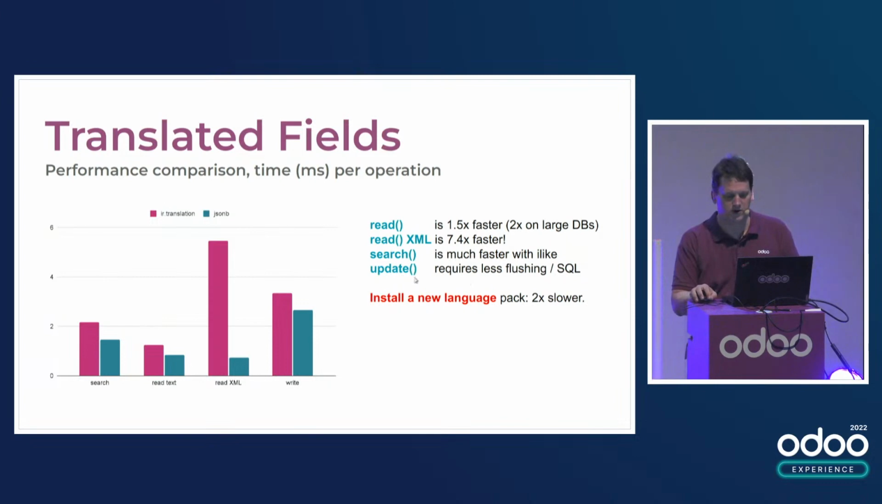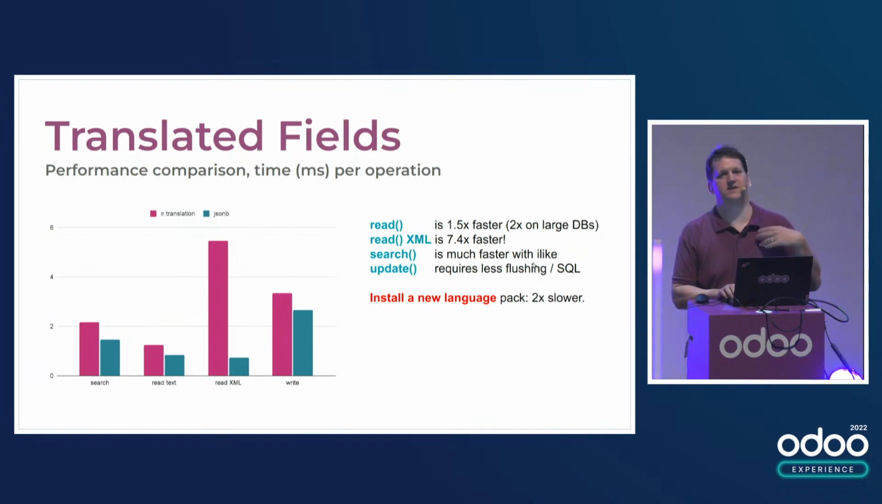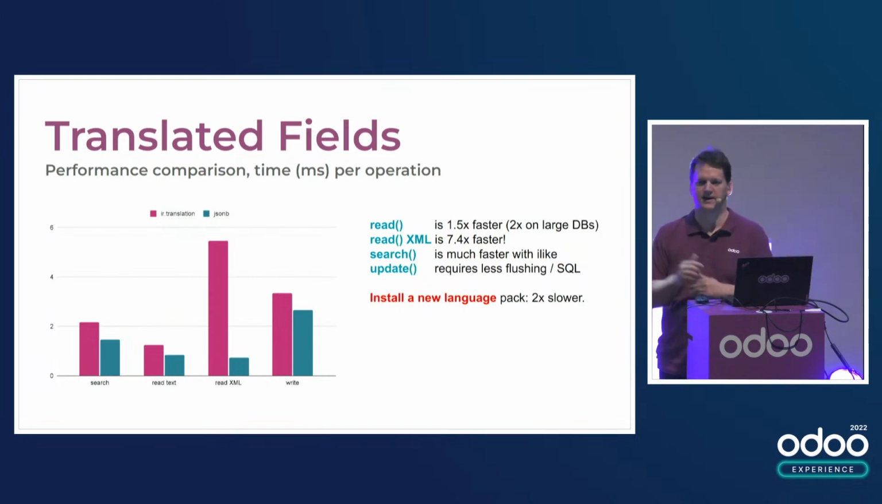Searches are faster too, especially with ILIKE, and we require less flushing on SQL Server. The only drawback is installing a new language is 2 times slower, but it's only at the installation of the database, because you have to update a lot of records rather than just the ir.translation table.